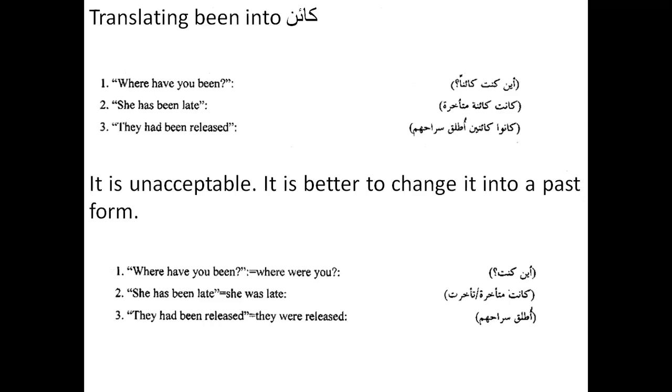Now, translating been into كائن. Actually, where have you been? أين كنت كائنا? Actually, if been is rendered as كائن into Arabic, the translation will be awkward, so it will be strange. Actually, it is recommended not to translate it at all, and we can say where have you been. أين كنت. She has been late. كانت متأخرة or تأخرت.